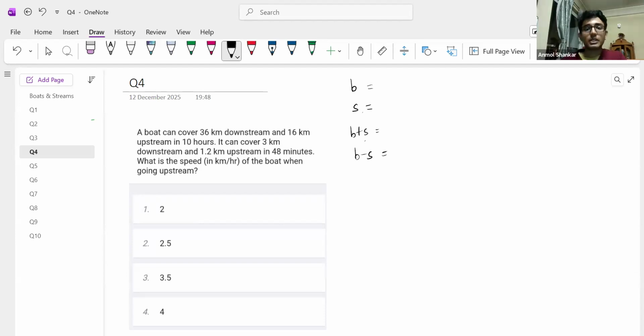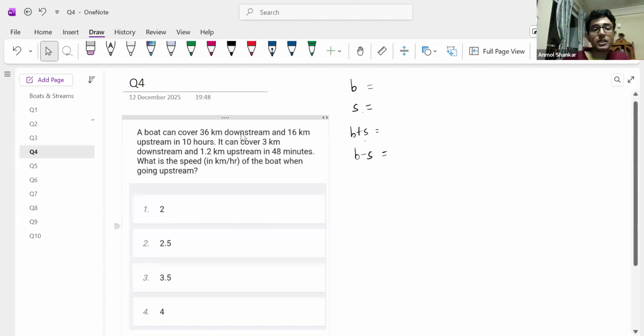So this is a rare question where nothing is given directly, neither B nor S. Right. So this question is a little different, where we can do something different from what we usually do. Here they have given two situations.